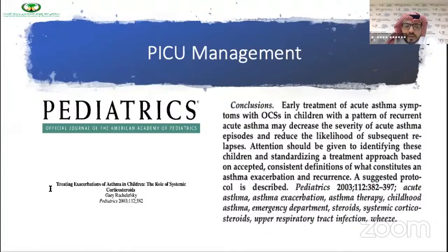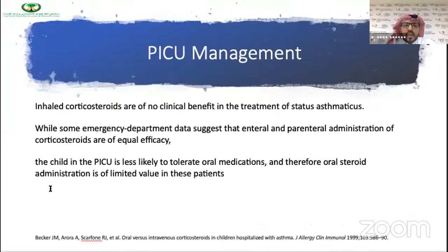This is an article which was published in 2003 in the Journal of Pediatrics. They were talking about using steroids in asthmatic patients, and their conclusion was that early treatment of acute asthma symptoms with oral corticosteroid in children with a pattern of recurrent acute asthma may decrease the severity of asthma and also reduce the likelihood of subsequent relapses. Inhaled corticosteroid is of no clinical benefit in the treatment of status asthmaticus, while some emergency department data suggest that enteral and parenteral administration of corticosteroids are of equal efficacy.